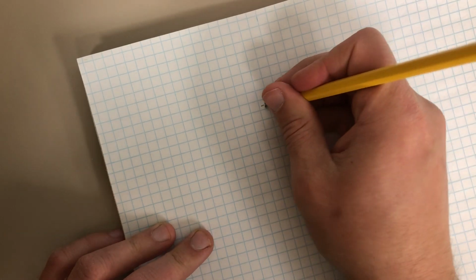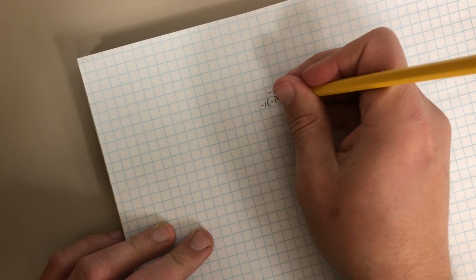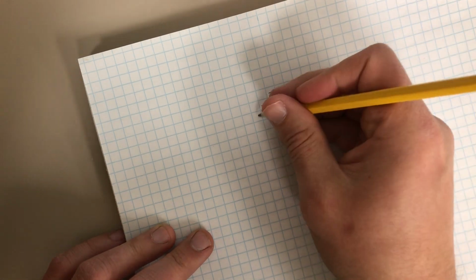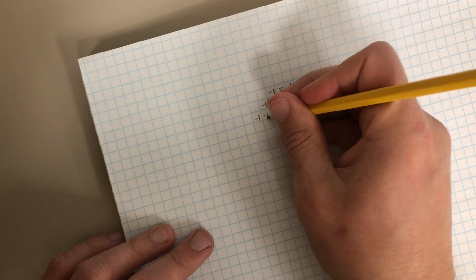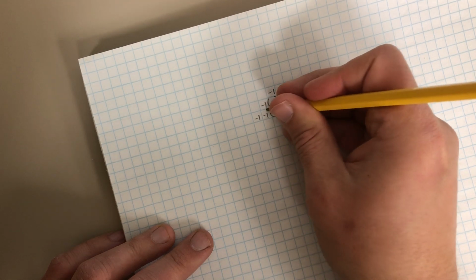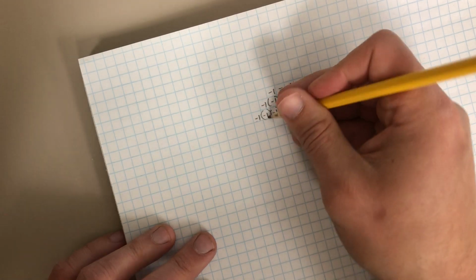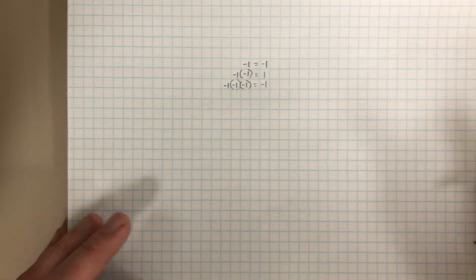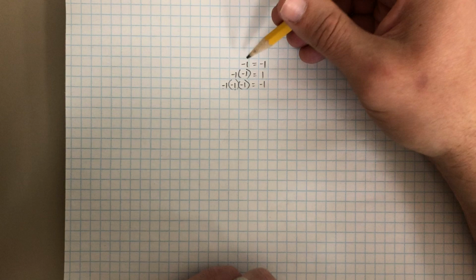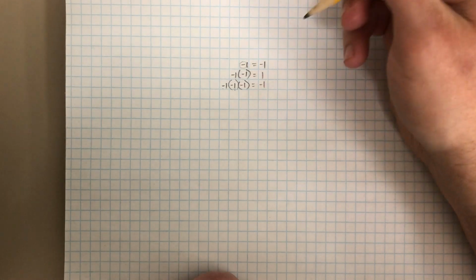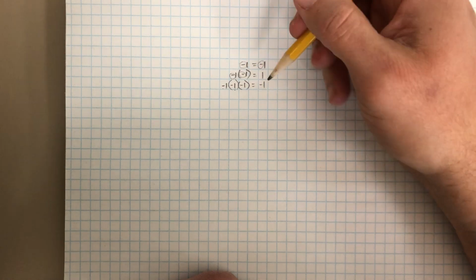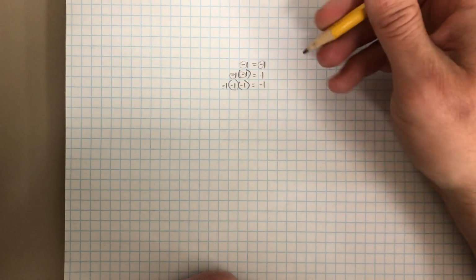But what if I have negative 1 times negative 1? Negative times negative is positive 1. What if I have negative 1 times negative 1 times negative 1? Well, negative 1 times negative 1 is positive 1. Positive 1 times negative 1 is negative 1. And you'll see this continue to carry out. If I have a single negative, my answer will be negative. If I have an even number of negatives, my answer will be positive.